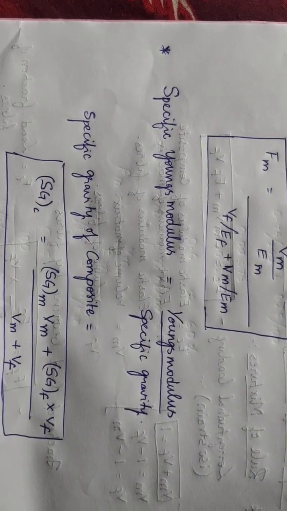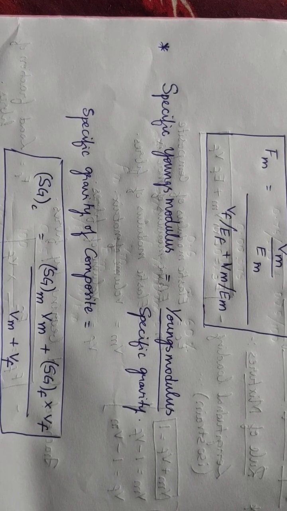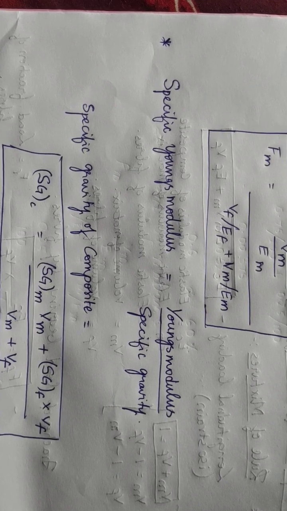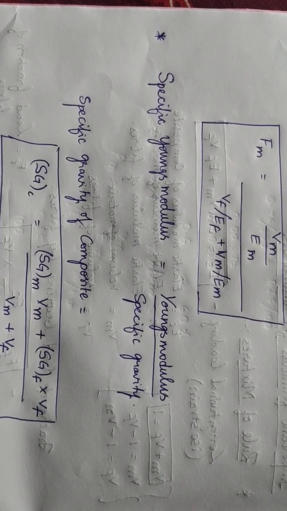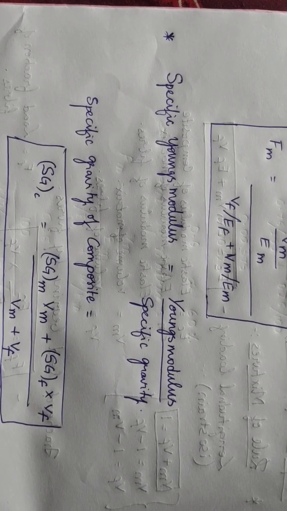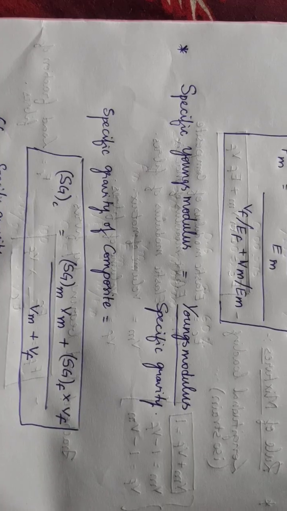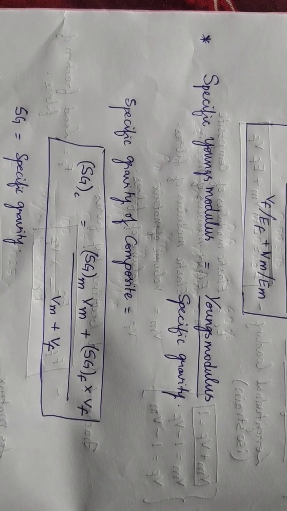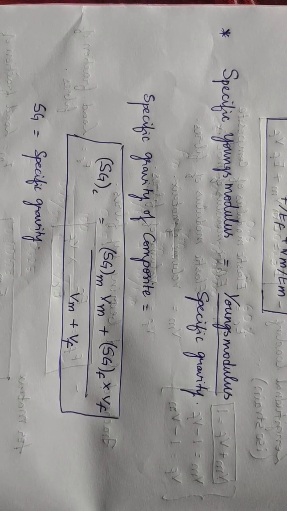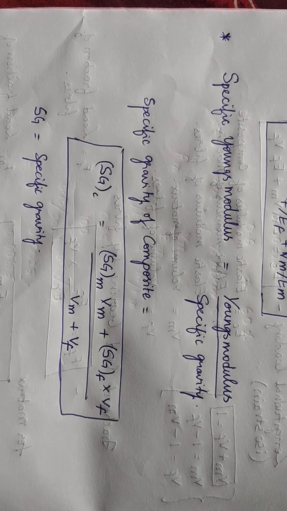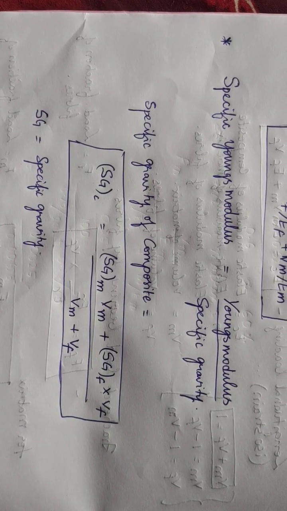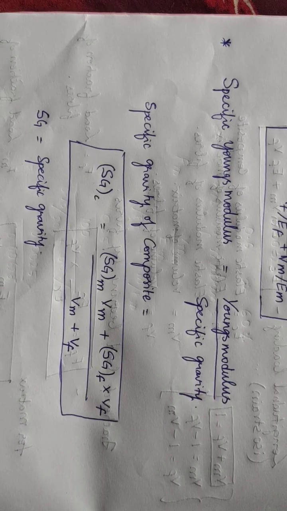There is another formula from which we could get a couple of problems in the GATE examination, known as the specific Young's modulus of the composite. It can be calculated by Young's modulus by specific gravity. The specific gravity of the composite can be calculated by the formula below: specific gravity of matrix into volume of matrix plus specific gravity of fibers into volume of fibers, divided by volume of matrix plus volume of fibers.